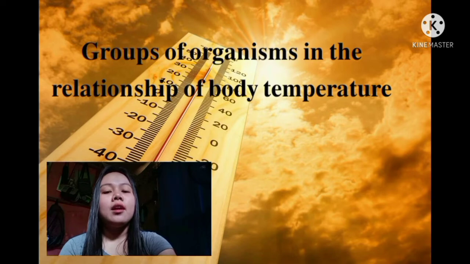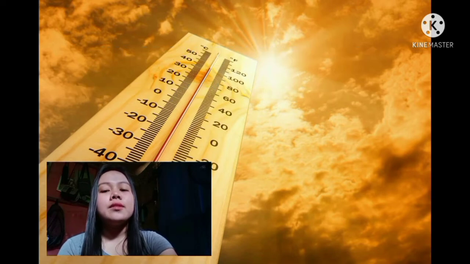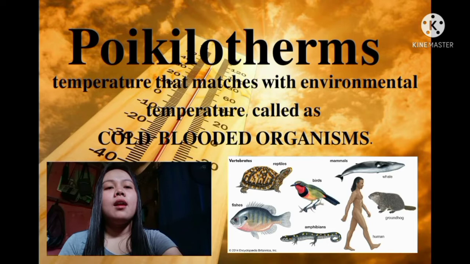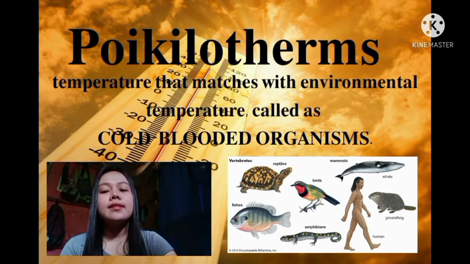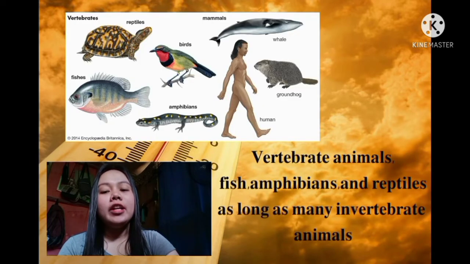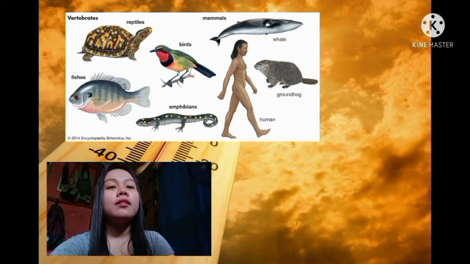First is poikilotherms. When we say poikilotherms, they are the cold-blooded organisms, just like vertebrate animals, specifically fish, amphibians, and reptiles that live in the cold.